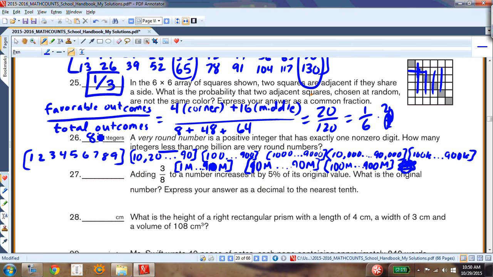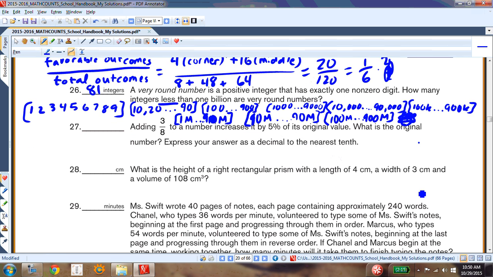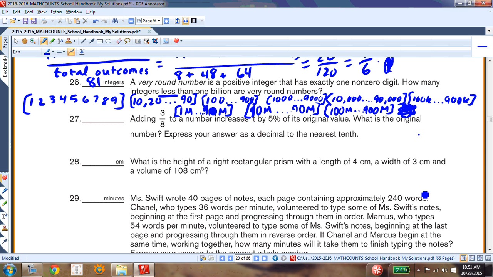Adding 3/8 to a number increases it by 5% of its original value. What is the original number? So 5%, that's 5 over 100, of my original number is equal to 3/8. So I need to solve this for x. So x is equal to 3/8 times 100 over 5. Let's see, that is 300 over 40. That's 7.5.